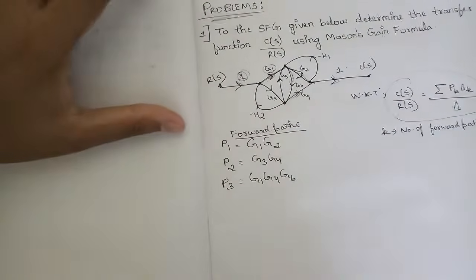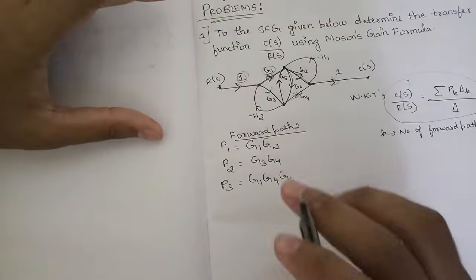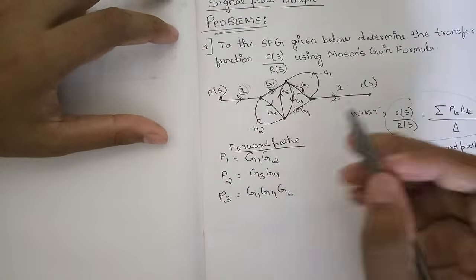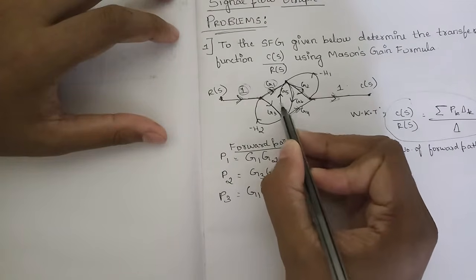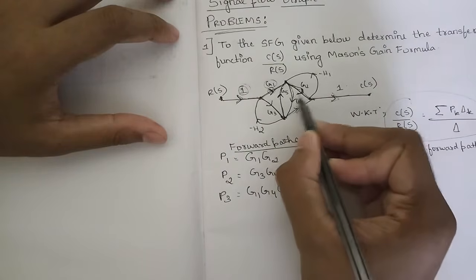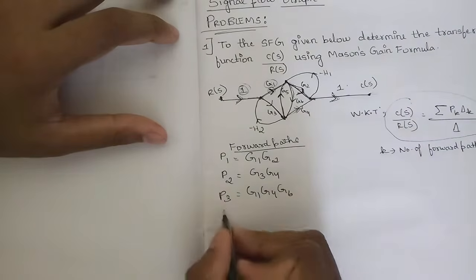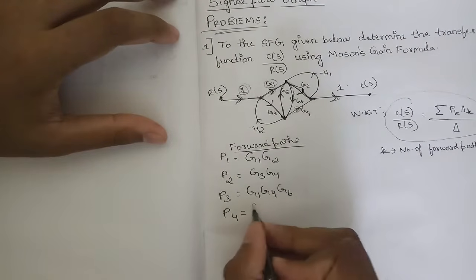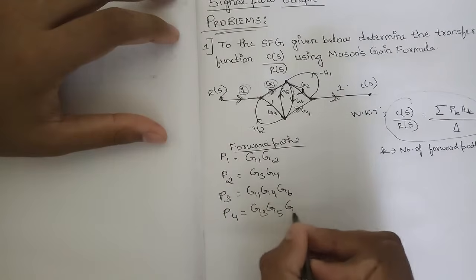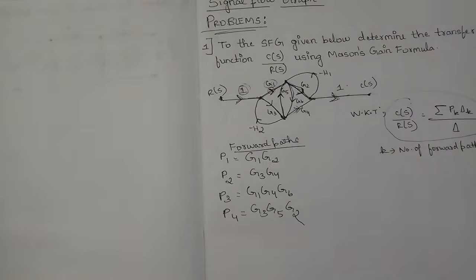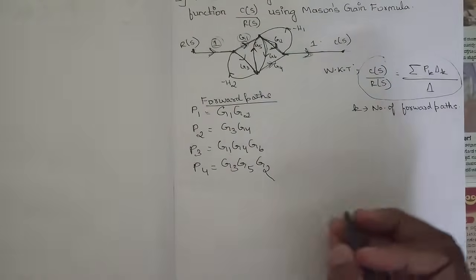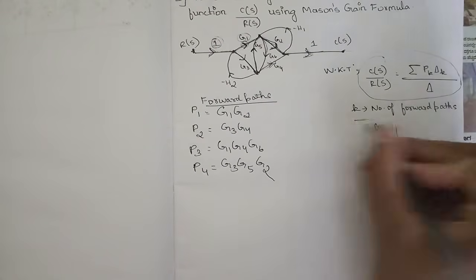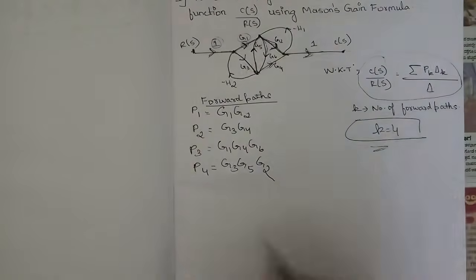We have one more forward path. Here we need to be very careful while checking the forward paths. One more forward path is 1 into G3, and from here we can go here, G5, and from here we can go here, G2, 1. That's the fourth forward path, that is G3 into G5 into G2. So these are the forward paths; we have 4 forward paths in this problem. Since K represents the number of forward paths, K is equal to 4.